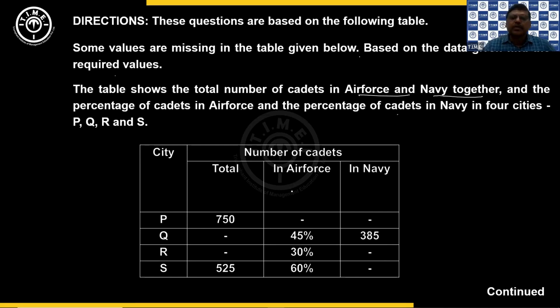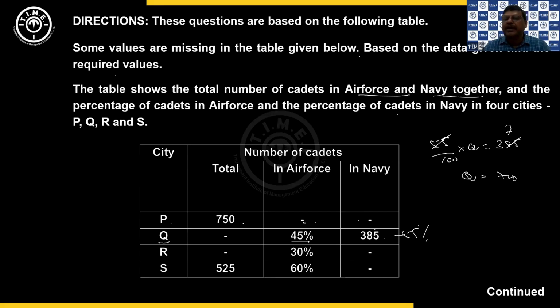So now let's go back to this. Now you can see the total in P is 750, but you don't know the information about Air Force and Navy. In Q, if you see, students, Air Force is 45%, means automatically Navy is what percent? So 55%, right? So now you can say, students, 55% of Q is in Navy, that is 385. What is Q? 55% of Q is 385, so Q is equal to 700, I can say.